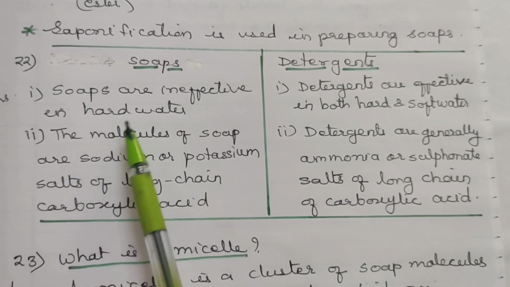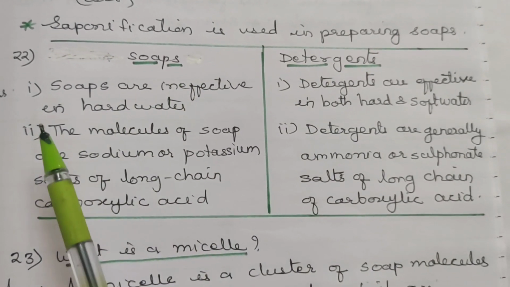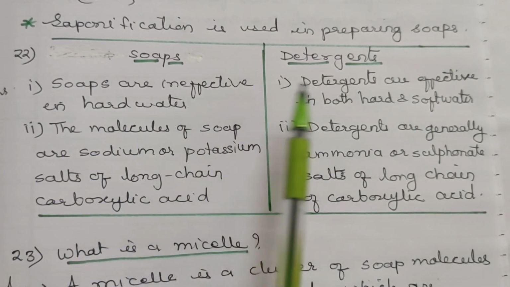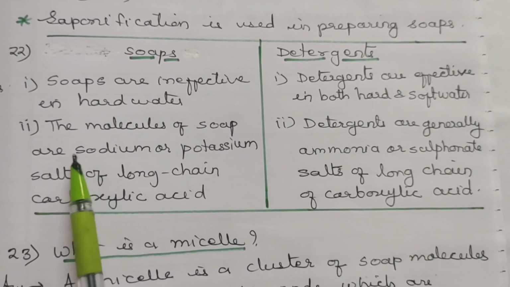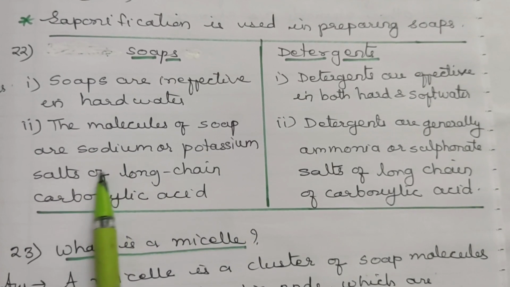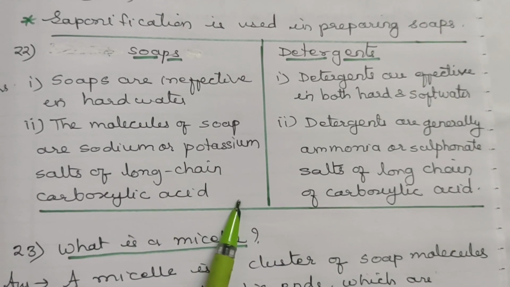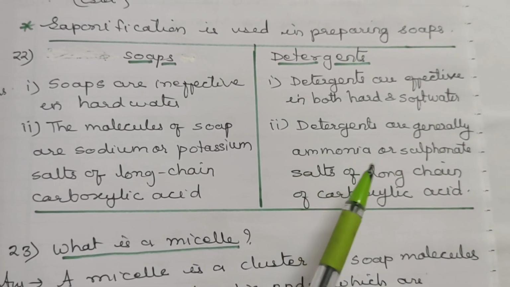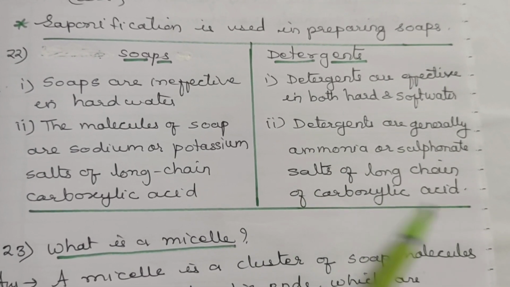Now let us see some differences between soap and detergents. First, soaps are ineffective in hard water. Detergents are effective in both hard and soft water. Second, the molecules of soap are sodium or potassium salts of long chain carboxylic acids. Detergents are generally ammonium or sulfonate salts of long chain carboxylic acids.